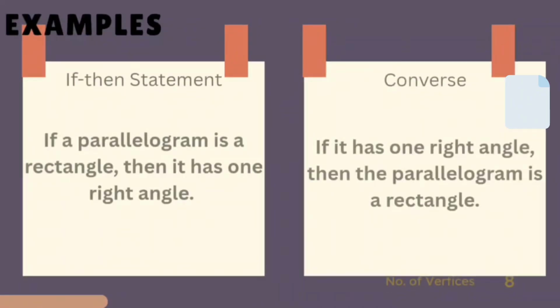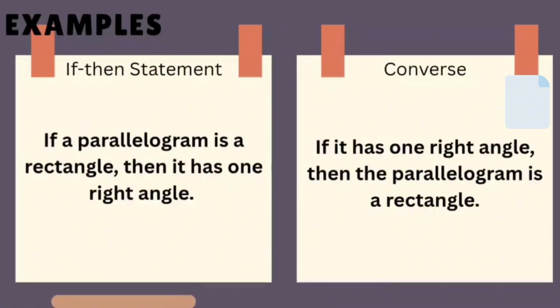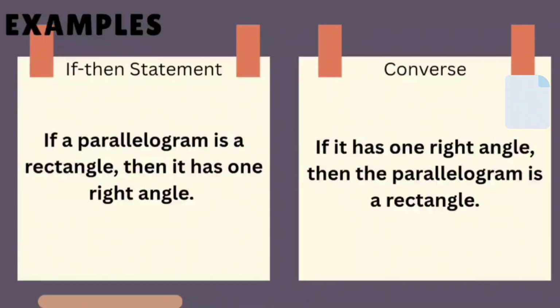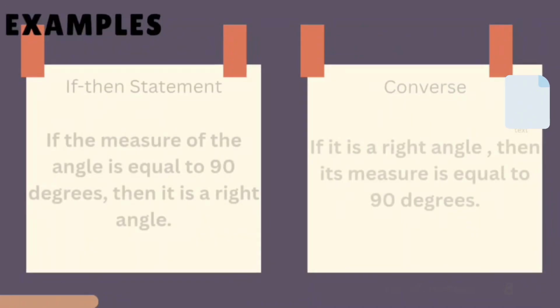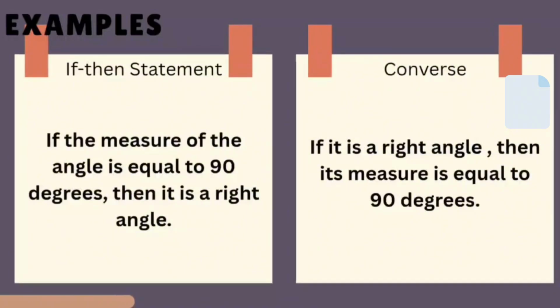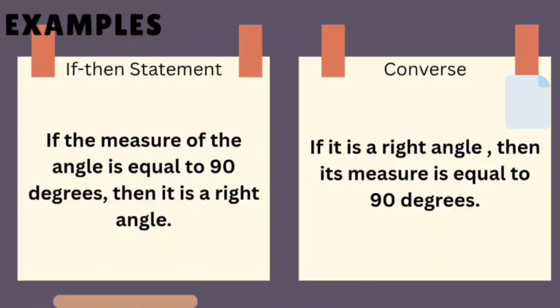The third example is, in if-then statement: if a parallelogram is a rectangle, then it has one right angle. In converse: if it has one right angle, then the parallelogram is a rectangle. The fourth example is, if the measure of the angle is equal to 90 degrees, then it is a right angle. In converse: if it is a right angle, then its measure is equal to 90 degrees.